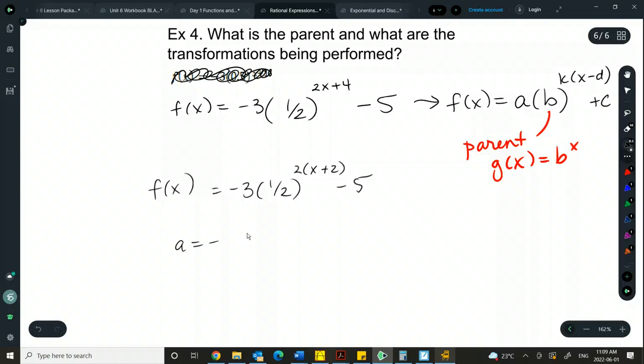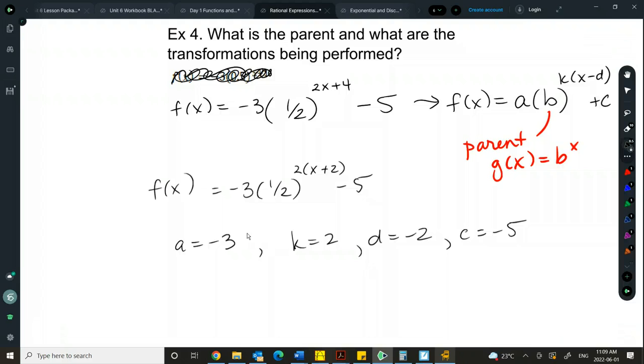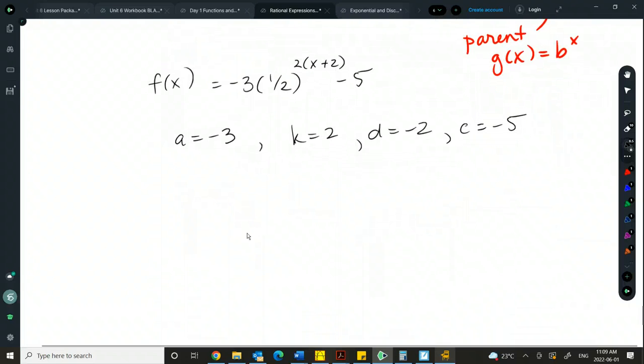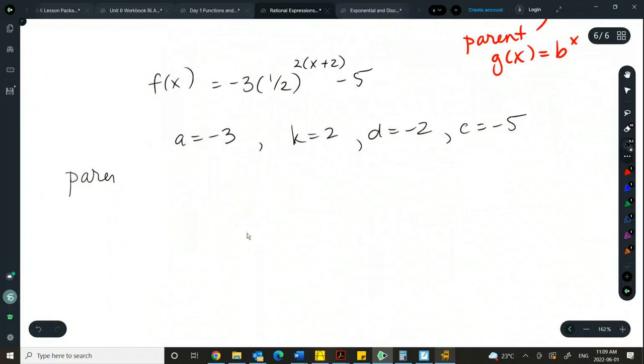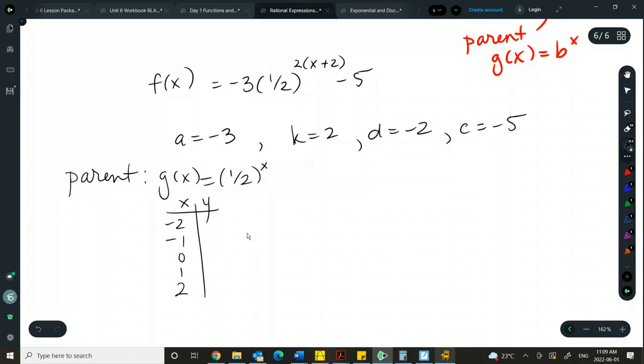And then I could identify transformations from there and do the transformations of my parent function points. So I have an a of -3. I have a k of 2. D is -2. And c is equal to -5. So in our previous lesson, we went over the base parent function of half to the x. I'm not going to do this full question, but if I were to do actual transformations of the parent function, this half part is telling me that the base function is half to the x. I would just choose -2 to +2 for any exponential function. That should give you some points on the left and right of the y-axis. You plug them in for x here, and then you just do transformations as usual.